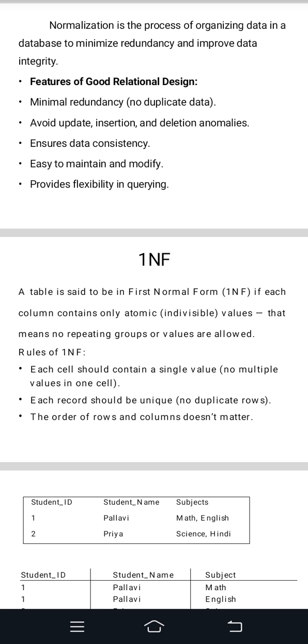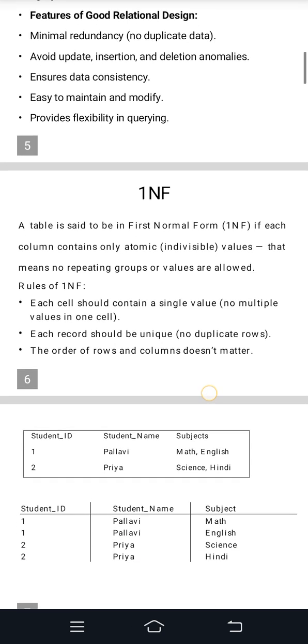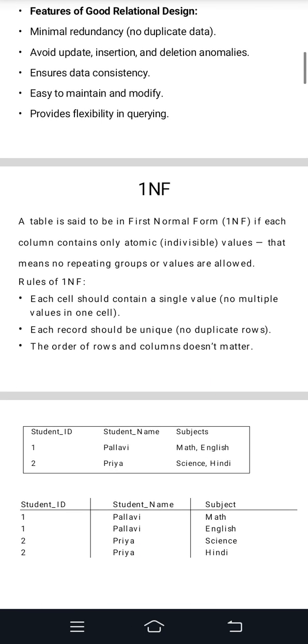That is types of normalization. That is first normal form. A table is said to be in first normal form, that is 1NF, if each column contains only atomic values, that is indivisible values. That means no repeating groups or values are allowed.